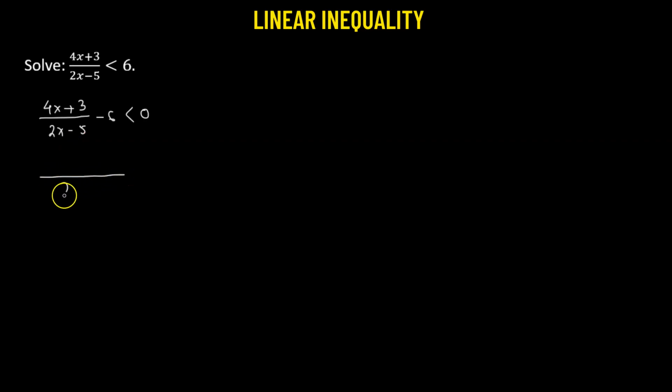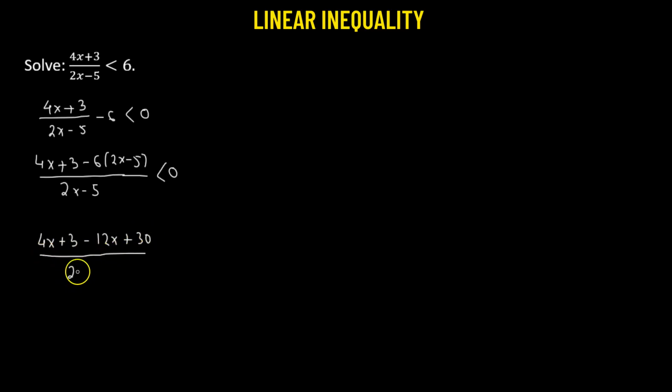Now we'll combine the two terms on the left hand side. We'll have a common denominator, which is 2x - 5. And in the numerator, we get 4x + 3 - 6 times (2x - 5). So this is going to be less than 0. Let's solve the numerator. We have 4x + 3 minus, so 6 times 2x will be 12x. Minus 6 times negative 5 will be positive 30. Divided by 2x - 5. So this is less than 0. Now, 4x minus 12x gives us negative 8x, plus 3 plus 30 will be 33. So this is divided by 2x - 5, less than 0.